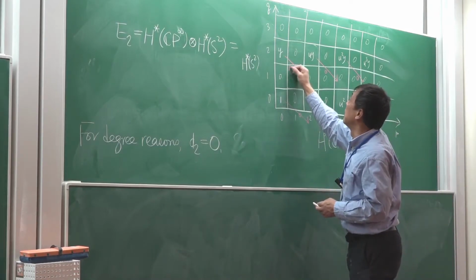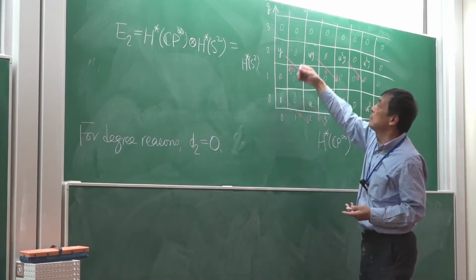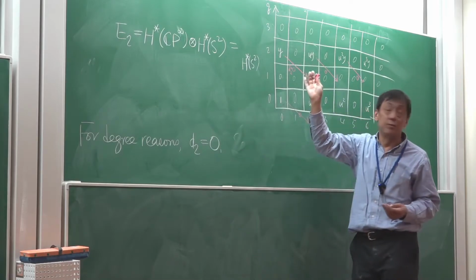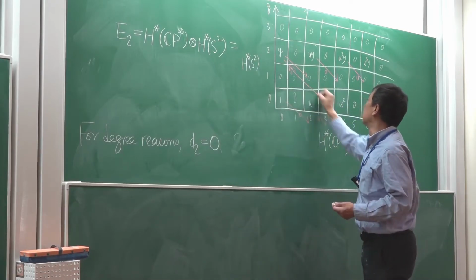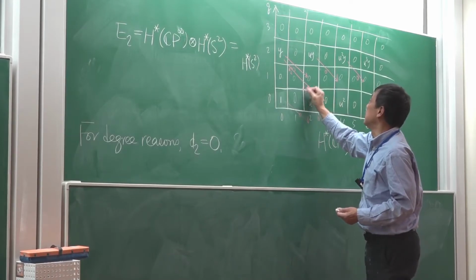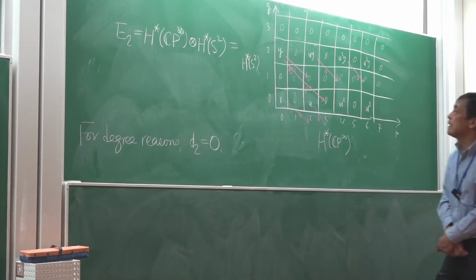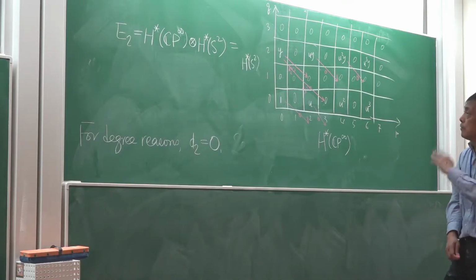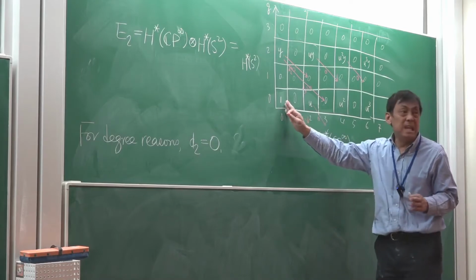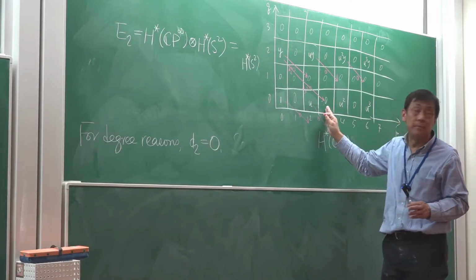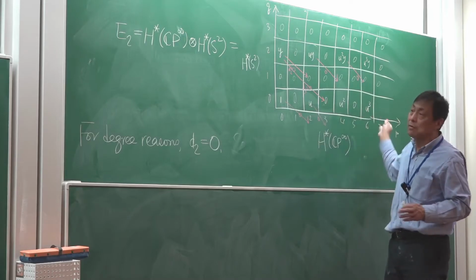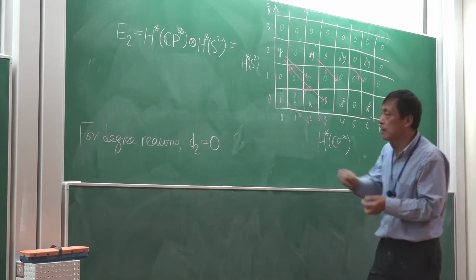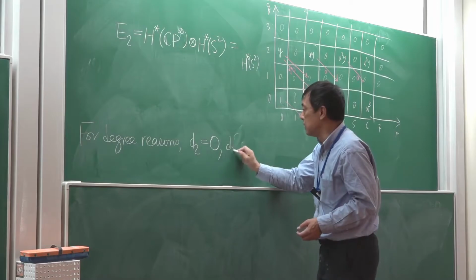So D2 is 0, so this picture is also E3. And then D3 goes here. So D3 is 0. Okay? And the reason now is that D3 goes across 3. So it goes from an even column to an odd column. But all the odd columns are 0. So D3 is 0. Okay? So D2 is 0, D3 is 0.